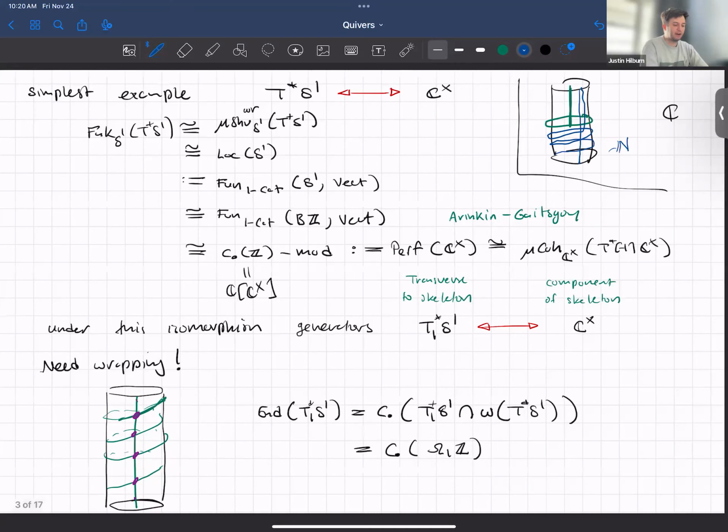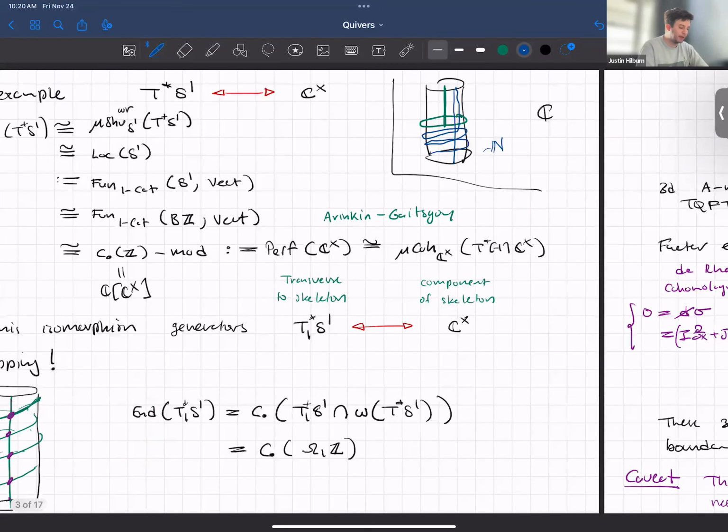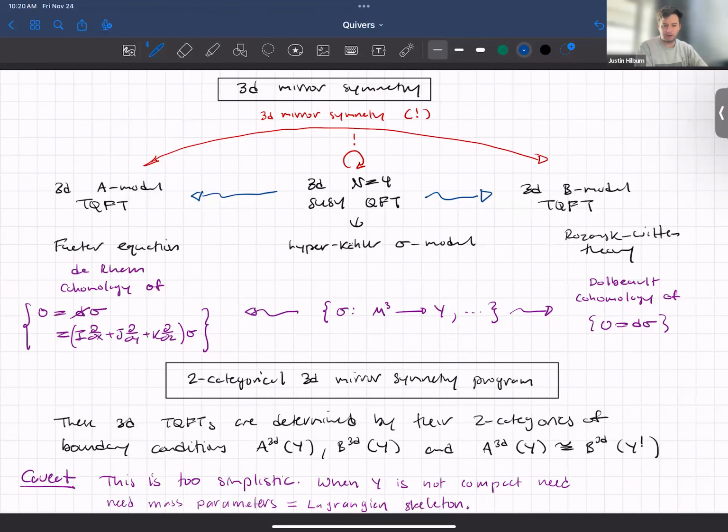So this is something that's very familiar in the Fukaya category, and something like this is going to come up here as well. The most subtle part is that you're going to have to do something to control the behavior at infinity, and in the physics that's going to come from the mass parameters, or from what's called a Lagrangian skeleton. So anyway, the rest of the talk is just making sense of what this slide says. But these are the issues that we're going to see.